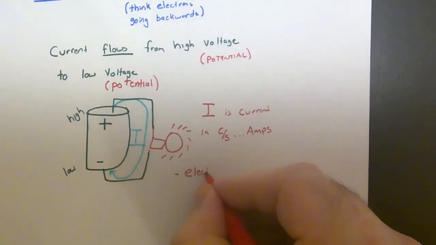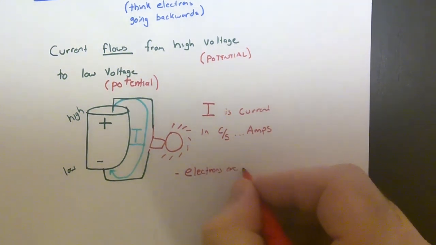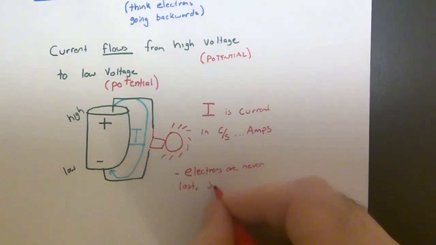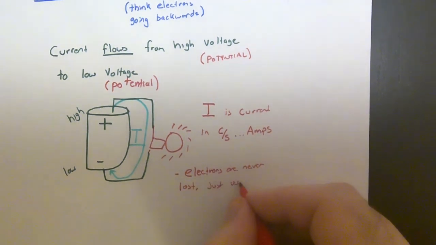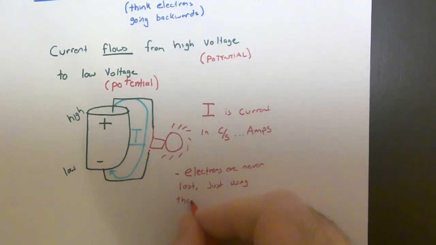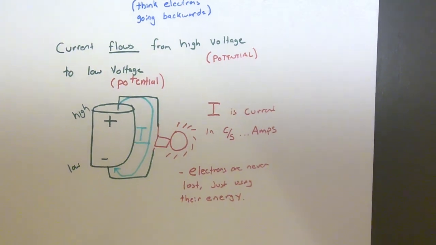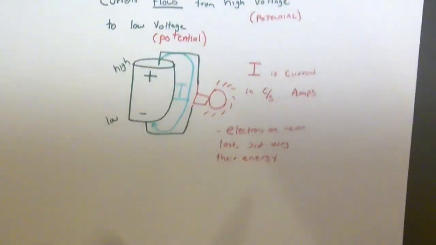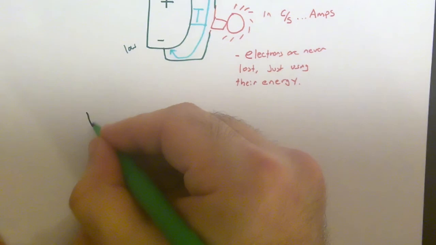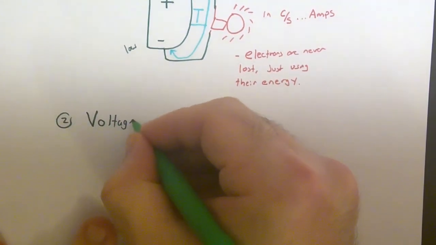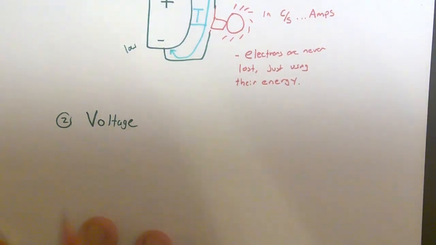Now, even though current is flowing, the electrons themselves, which are going from low to high, are not actually disappearing. We're not losing electrons, we're losing the energy that they carry in the form of light. So in this circuit, no electrons actually leave the circuit. They just move, and in doing so, they give off energy. The second thing is the word voltage, but as you saw from before, voltage is not a good word.